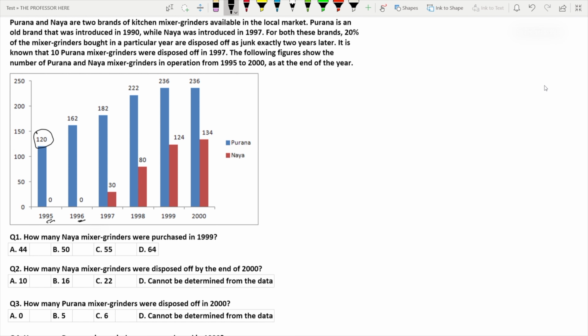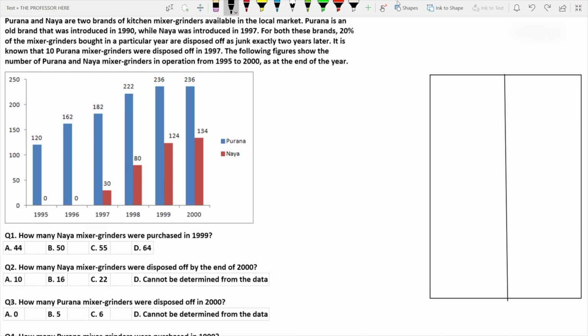If you don't understand the graph properly, that is okay. We will convert it into a table. Then you will get the whole picture. In this table, there are two columns, Purana and Naya. Let's write down the year at the left hand side of the table. 1995, 96, 97, 98, 99, 0. Now let's transfer the data from the graph to the corresponding years in the table. In the year 1995, there is 120 mixer grinders from Purana in operation. So at the end of 1995, which means on the 31st of December 1995, there are 120 mixer grinders from Purana in operation.